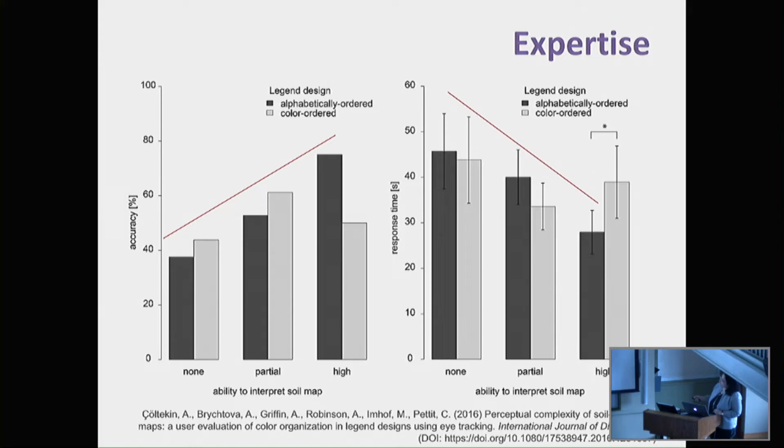People with less expertise are not doing very well. With partial expertise, they do very well. When it comes to high expertise, they do really well with the alphabetically ordered legend, but not with the color ordered one. And this is the convention. In this case, expertise interferes because they are used to reading the legend with an alphabetically ordered color scheme. The others, who are not very high experts, are not affected by this as much. And the response time confirms the exact same pattern.